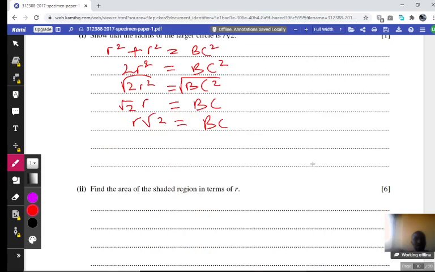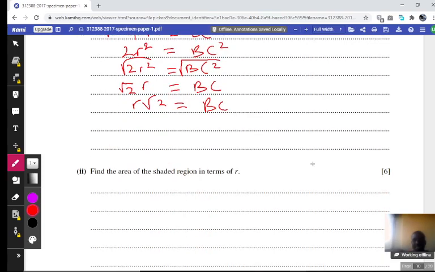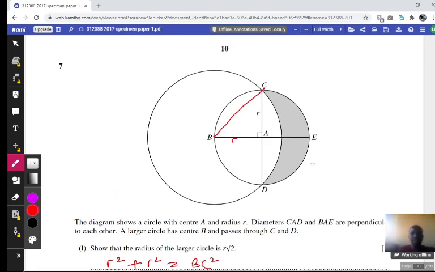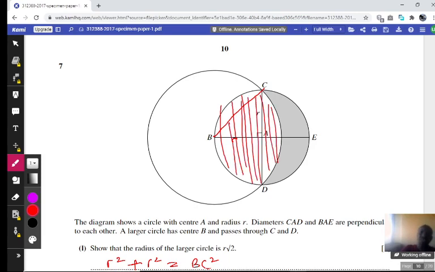Then the next part: find the area of the shaded region in terms of r. Right, let's move up. Where is the area of the shaded region? It's up here. Right, so here you just have to learn how to divide your shape. To find the area of the shaded region, first you have to find the area of this portion that I have shaded. Then after that, you subtract the area of this portion from the area of the smaller circle.